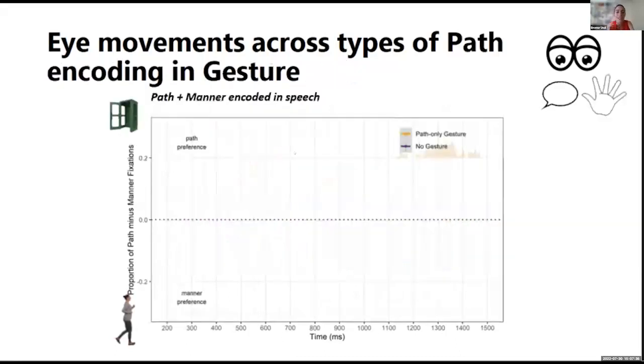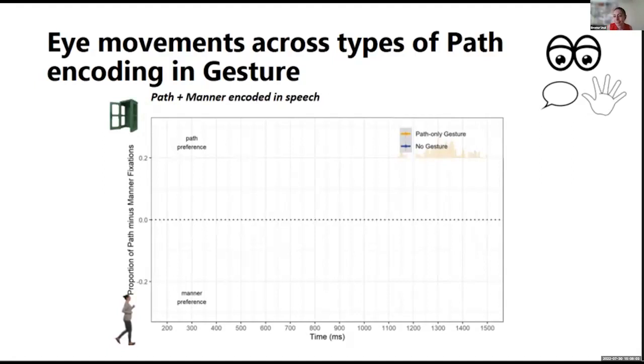And then finally, we looked at the time course of visual attention in relation to gesture encoding. And for this analysis, we focused on a subset of the data where people encoded both path and manner in speech, because this was the most frequent pattern. And we just wanted to keep the semantic elements encoded in speech constant, so that whatever we see in gesture could really be attributed to gesture and not something else.